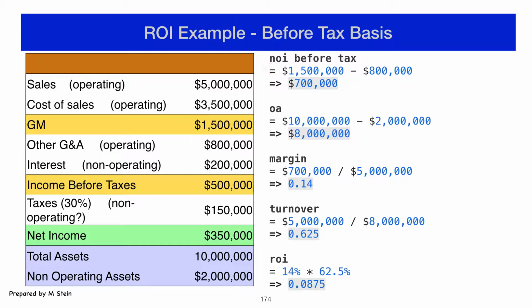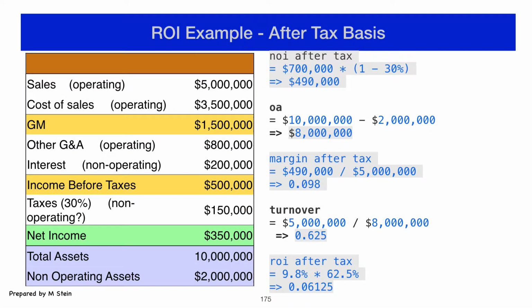Net operating income before tax is going to be the gross margin minus the other operating expenses, or $700,000. Operating assets are total assets minus the non-operating assets, or $8 million. The margin then is the net income before tax, $700,000, divided by sales, up here, $5 million, or 14%. Turnover is sales divided by the operating assets, $8 million, or 62.5%. So the ROI is 14% times 62.5%, or 8.75%.